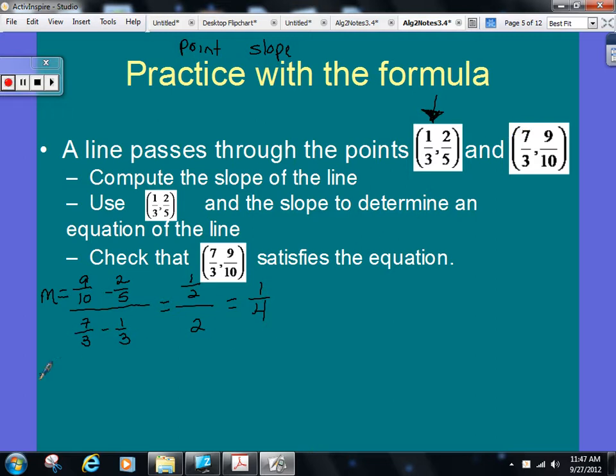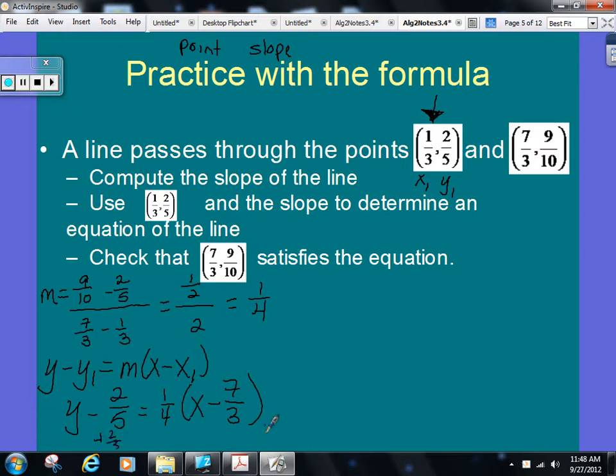Okay? So let's use our point slope formula. y minus y1 equals m times x minus x1. Plug in our slope here and plug in our point, x1, y1. I now have y minus 2/5 equals 1/4 times x minus 7/3. You can leave it this way. It is fine. If you wanted to clean it up, you could do that also. What do I mean by clean it up? Well, you could add 2/5. You could distribute the 1/4, but we're not going to do all that. But you totally could do that if you'd like. Okay.